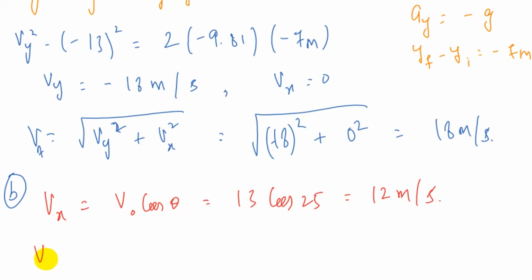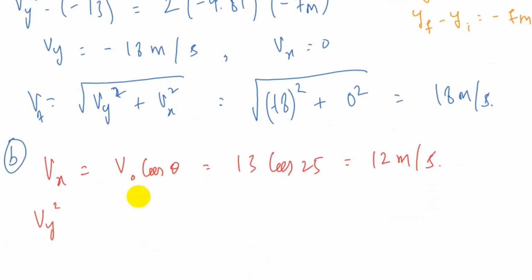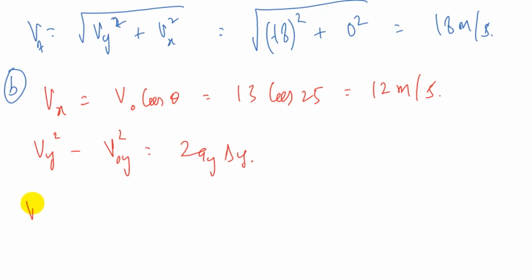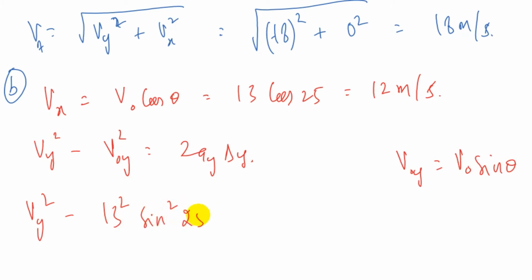Now Vy. For Vy, again we can use this equation: Vy square minus V naught y square is equal to 2 ay delta y. Now Vy we have to find, minus V naught y. Here V naught y will be V naught sine theta. So 13 square sine square theta, with theta 25 degrees, is equal to 2 ay, where ay is minus 9.81 meter per second squared.